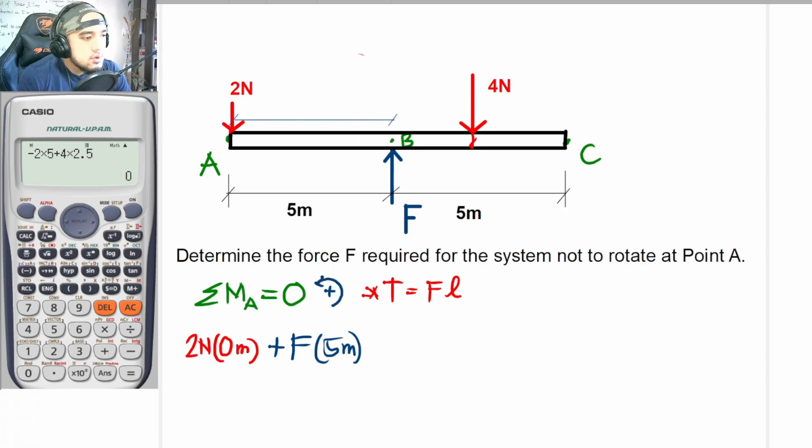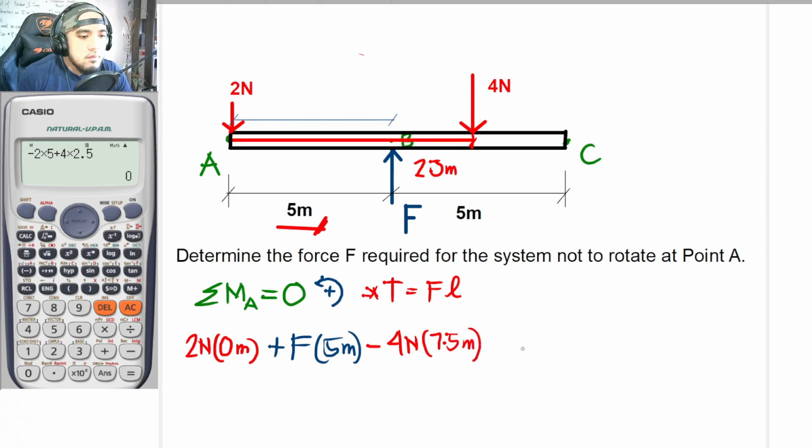What about for 4 newtons? So if this is once again your point A, the tendency of the 4 Newton force is to rotate point A in a clockwise direction. Thus, this should be negative. So negative 4 newtons, force times lever arm. So what is now to be the lever arm here? If this is now to be 2.5 meters, the distance from point A up until the 4 Newton force is equal to 5 meters plus 2.5. Thus, 7.5. So this is now to be 7.5 meters.